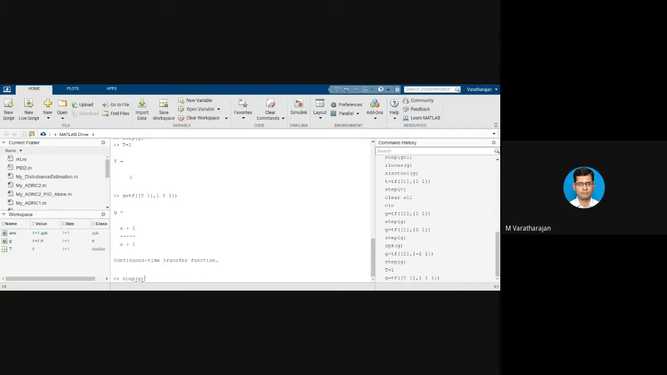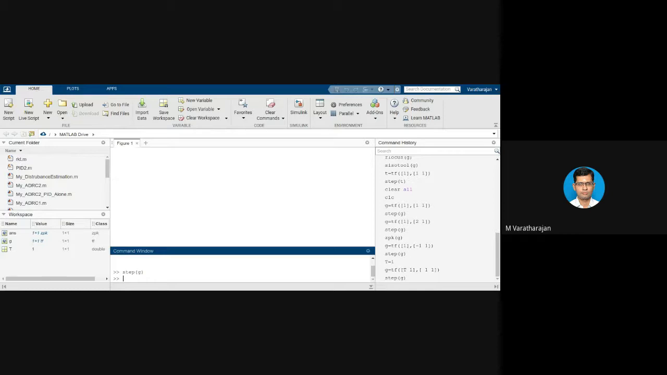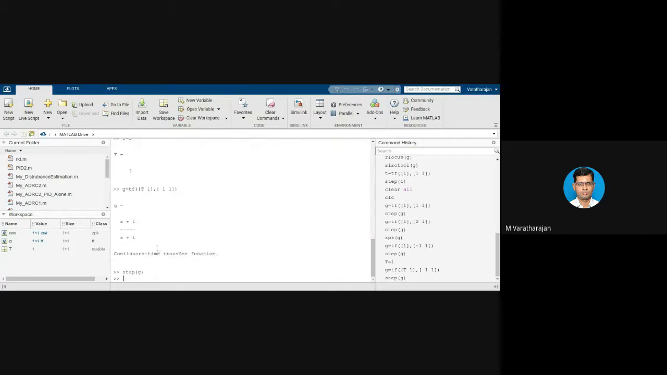Let us check the step response. See here, there is no dynamics. The output exactly follows the input step pattern. Why? Because if you look into the transfer function, it is s plus 1 by s plus 1. Theoretically, the numerator and denominator will cancel each other. Hence, there is no dynamics.